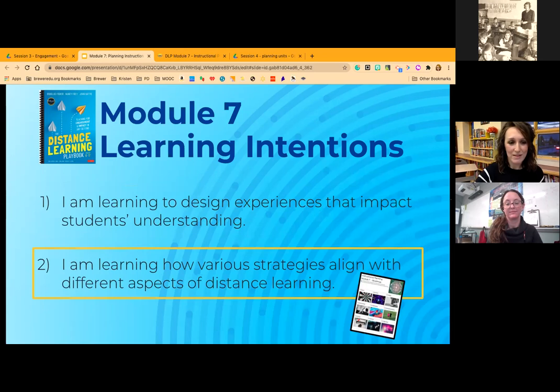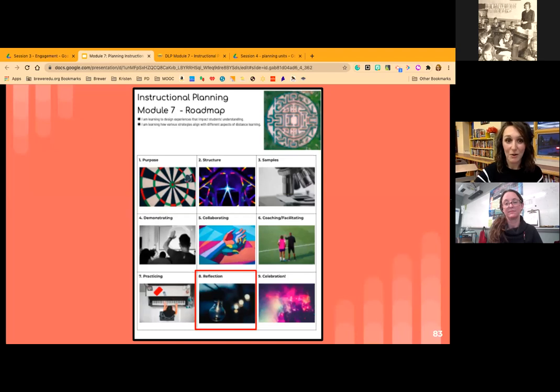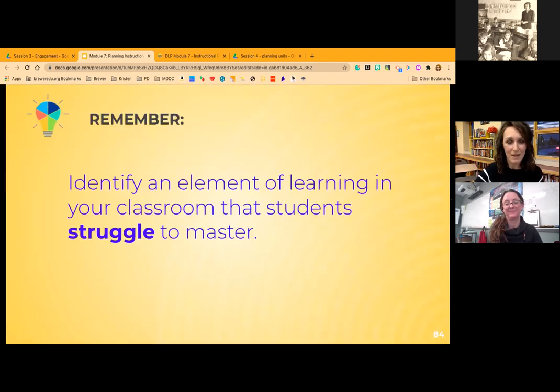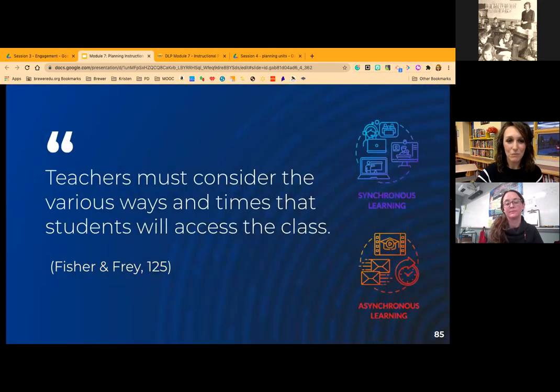We'll wrap up now with this final learning intention: how these various strategies align with different aspects of distance learning. We've covered some of that here already, but we'll start to wrap up our work together in our unit, looking at box number eight now. At the beginning of this presentation, you were asked to identify an element of learning in your classroom that students struggle to master. Teachers must consider various ways and times that students will access the class, the learning, our instruction. And it's been difficult for a lot of us to balance what is happening synchronously and asynchronously.